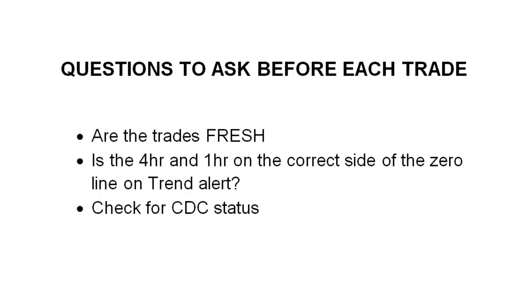Check the CDC. The status of the CDC, that is convergence, divergence, and congruence. If the 4 hour is below the zero line and it's convergence, then the 1 hour, if it says it's a long signal, possibly take it. Or if the 4 hour is what you're trading on and it says it's below the zero line, but it's convergent, then you can possibly take a trade there. That's the exception. It's based on the convergence, divergence, and congruence.